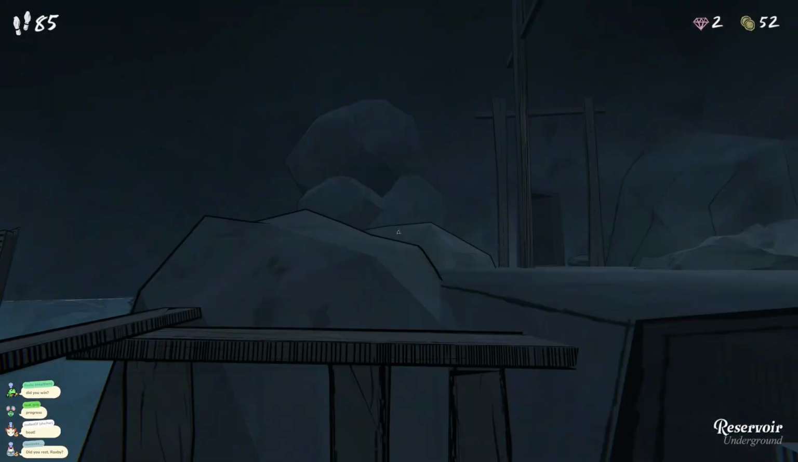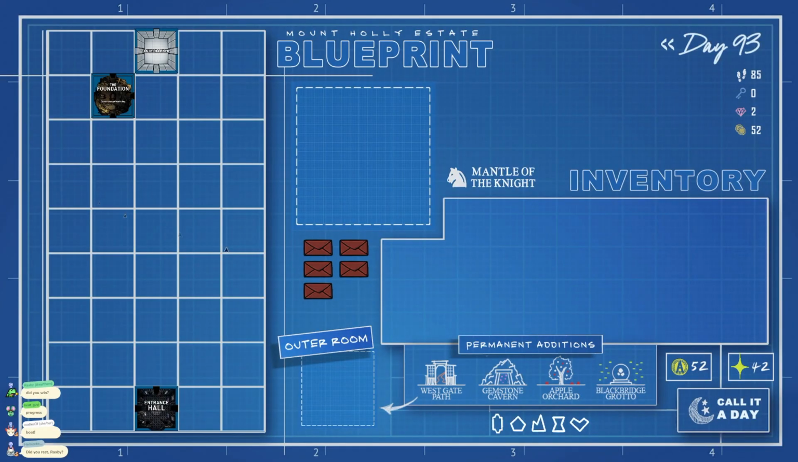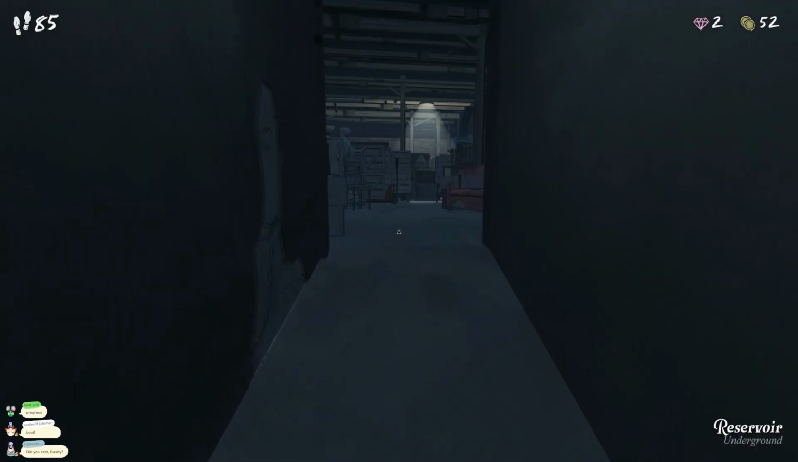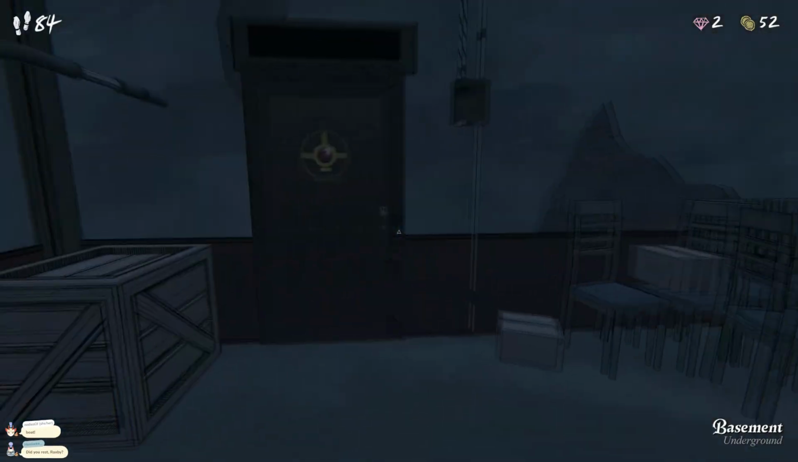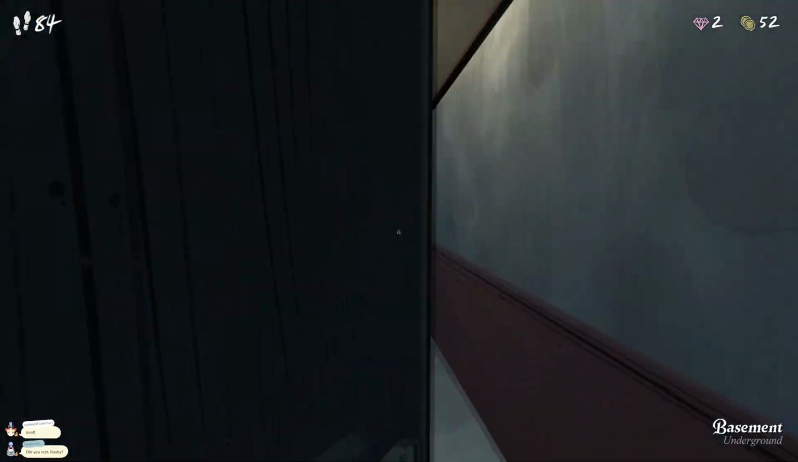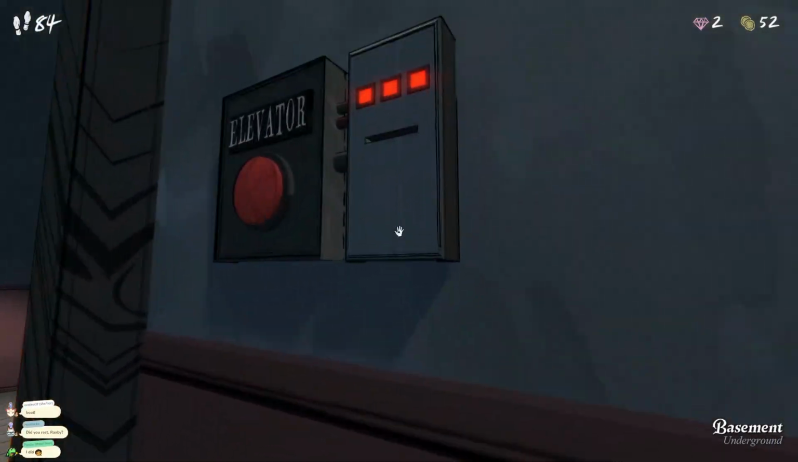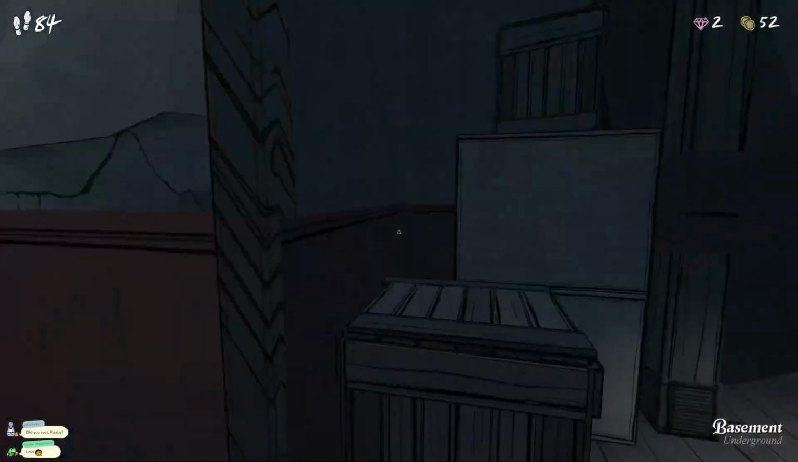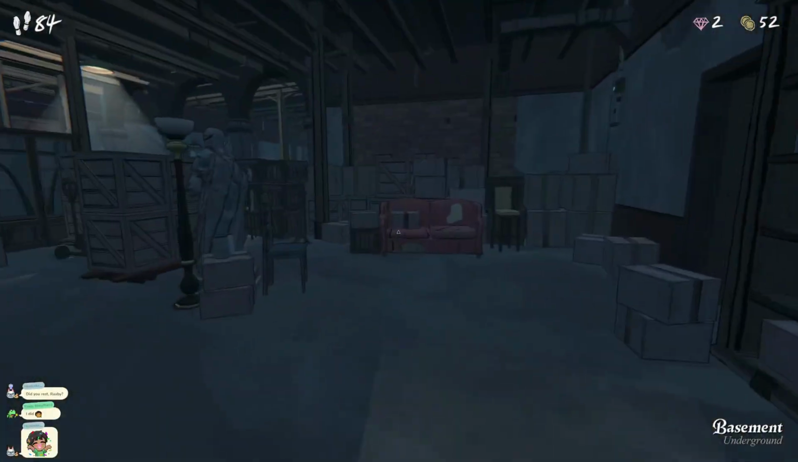Which is good, I guess. I need the pump room. I need the pump room real bad. I also can't call the elevator down, because I don't have a key card. So yeah, we're a little bit screwed there.